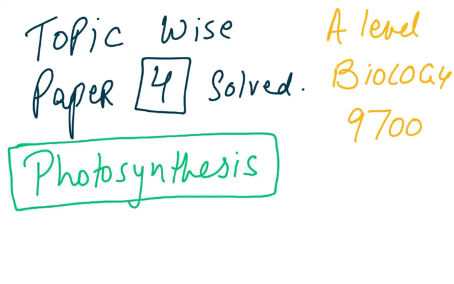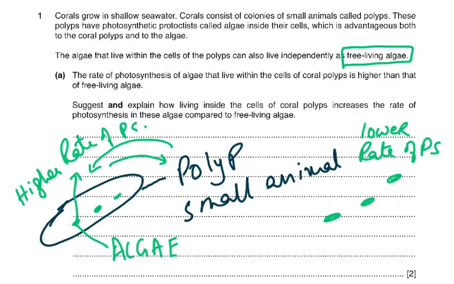Bismillahirrahmanirrahim. We start the topic-wise paper 4, chapter Photosynthesis. Now, looking at question number 1, corals grow in shallow seawater. Corals consist of colonies of small animals called polyps. So this is the small animal called a polyp, and I've made this diagram to explain this to myself.